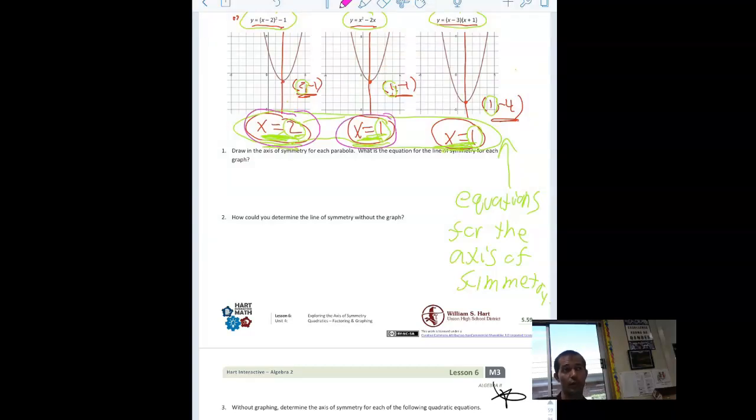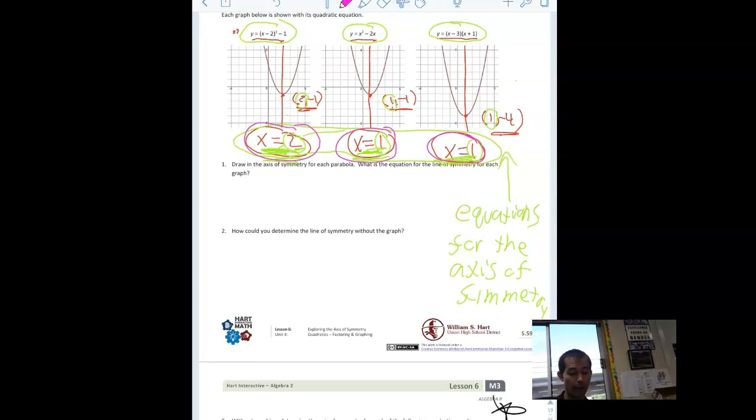Remember, all these equations I'm circling are for the axis of symmetry. And what we want to do is recreate those equations, not by using the graph, but by using only this information from these three forms: the vertex form, the standard form, and the factored form. So that's the goal. Let's get the three equations for the axis of symmetry and pretend we didn't have the graph and we only had the equations on the top. So how would that look?